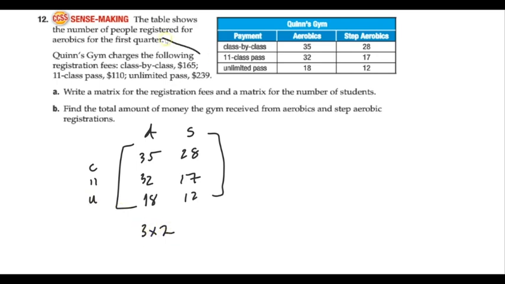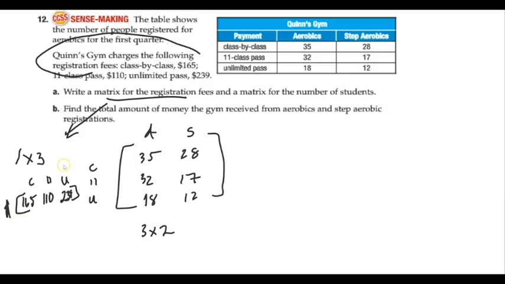So in this one, they want you to write a matrix for the registration fees, and to make sure I can multiply, I'm going to do a 1 by 3. What we're going to do is class by class is 165, 11 class pass is 110, and then unlimited pass is 239. This is how much it costs. This is a 1 by 3. Then right here it says find the total amount of money the gym receives from aerobics and step aerobics registrations. What we're going to do here is multiply these two. They match, so I can multiply them. I'm going to get a 1 by 2.